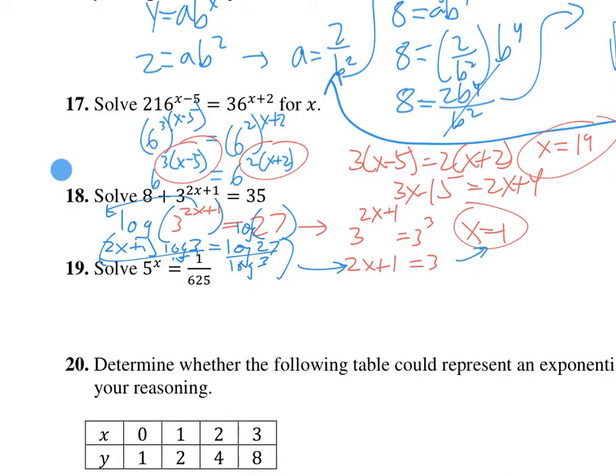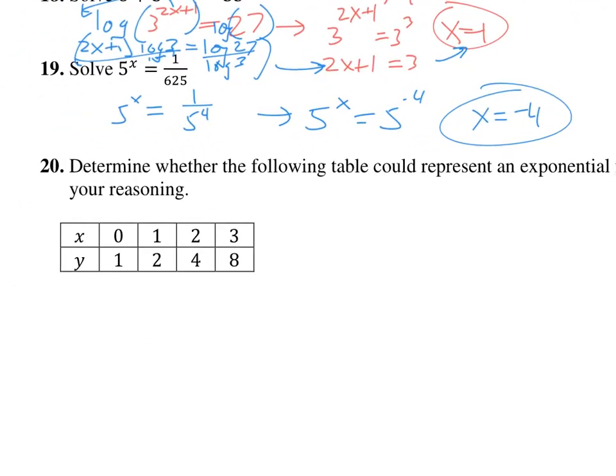Here, 5 to the x, well, 625 is 5 to the 4th. And so another way to write that is 5 to the x equals 5 to the negative 4. And so x is negative 4.